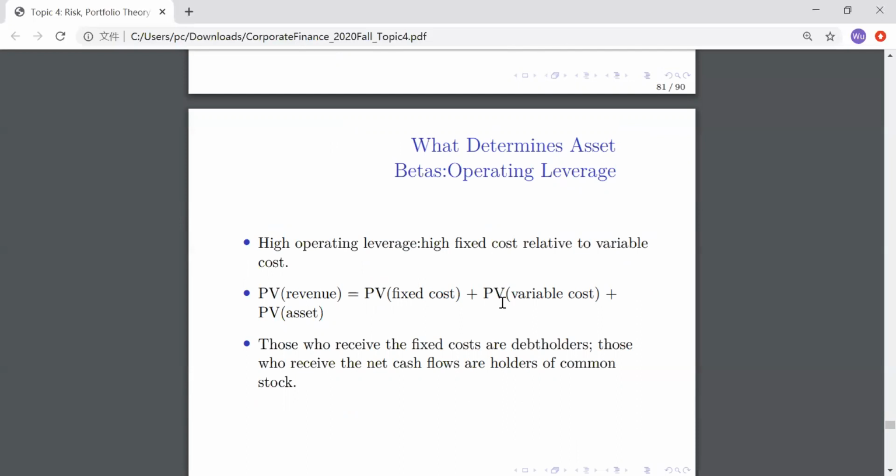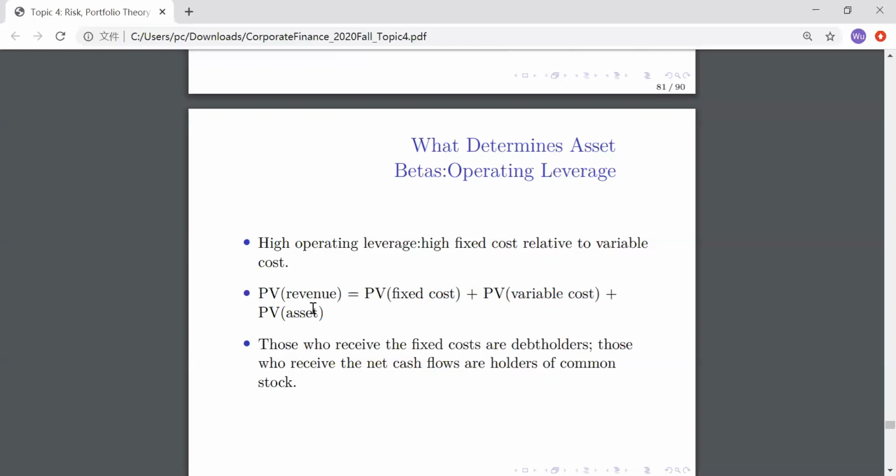Now, the other thing that affects asset beta is the operating leverage. What is the operating leverage? That essentially is the fixed cost relative to the variable cost. So if you have a high operating leverage, that means you have a high fixed cost. These are firms like airline companies, because they have a big chunk of fixed cost. They need to lease or buy airplanes, and they also need to invest a lot in maintenance. So these are all fixed costs.